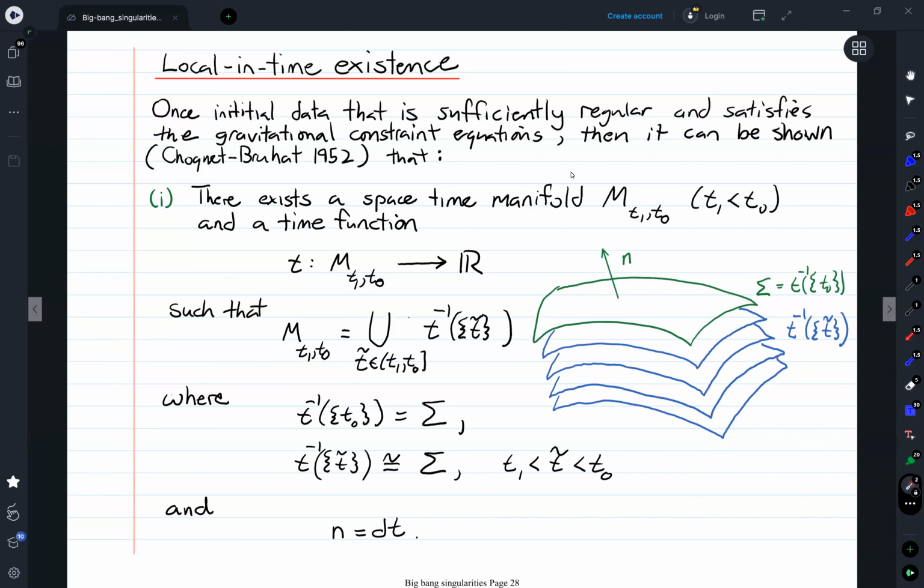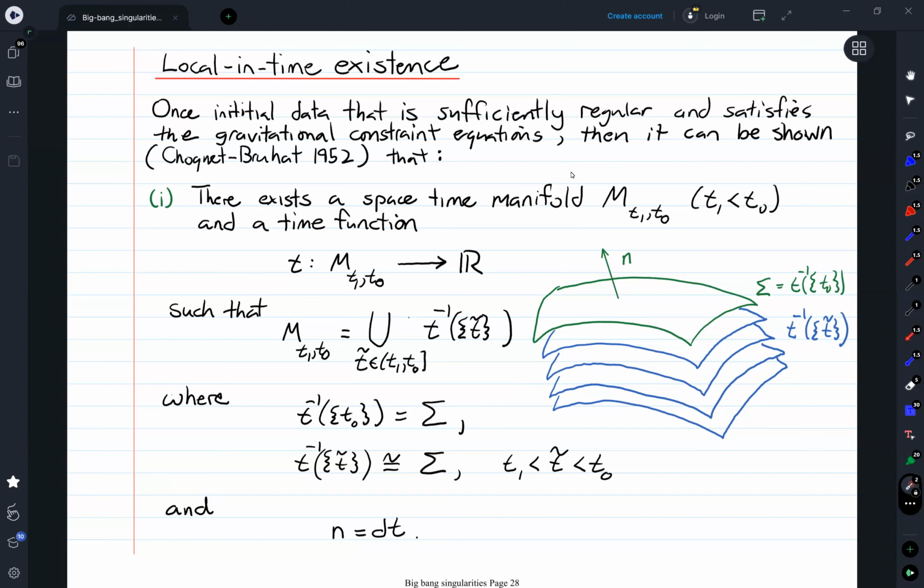Okay, and so what this local in time existence result gives you is two things. One is it gives you space-time. So it will say that there is some region of space-time. And what you should think about this is essentially a time interval T0 to T1 cross a space manifold, okay? But geometrically, how we think about it is we get a time function. So we get a time function, we get this manifold. This time function can be used to slice the manifold up into a bunch of leaves.